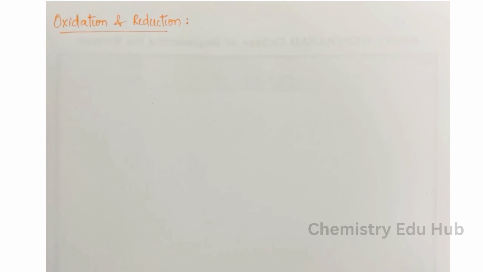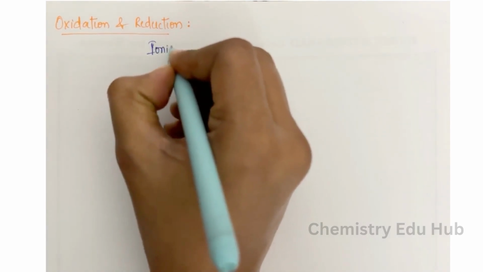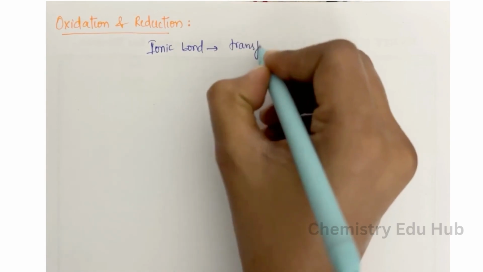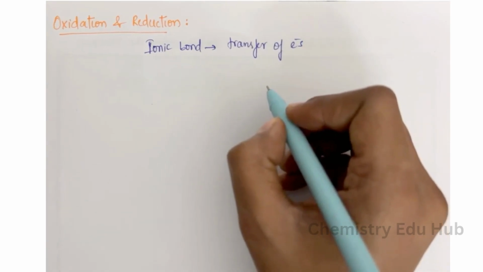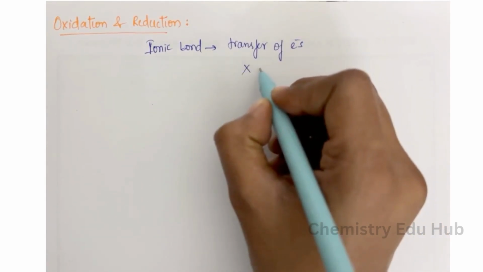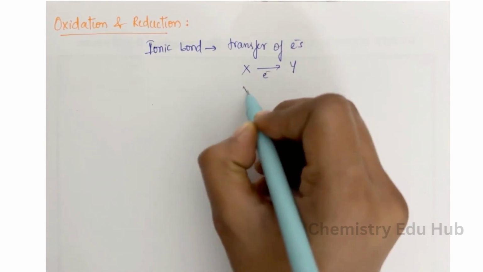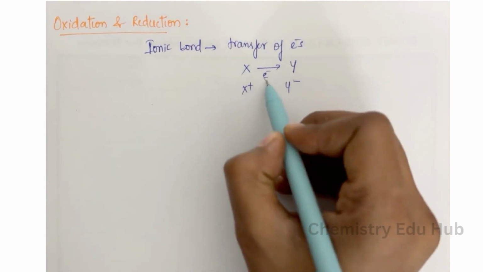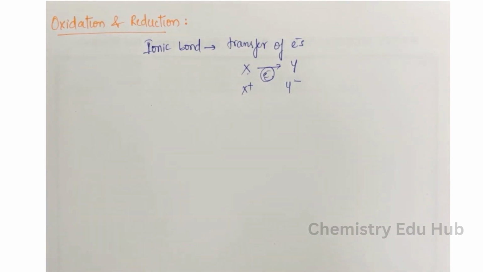Today we're going to discuss the concept of oxidation and reduction. So if you consider the ionic bond formation, what is ionic bond formation? It is the transfer of electrons from one atom to the other atom. Suppose an X atom gives electrons to the Y atom. So X becomes X plus and Y becomes Y minus. So this is the complete transfer of electrons from one atom to the other. This way an ionic bond is formed.